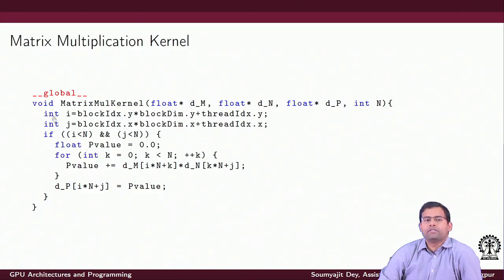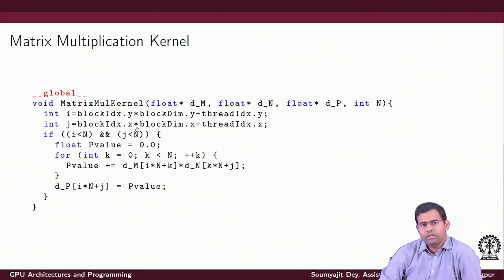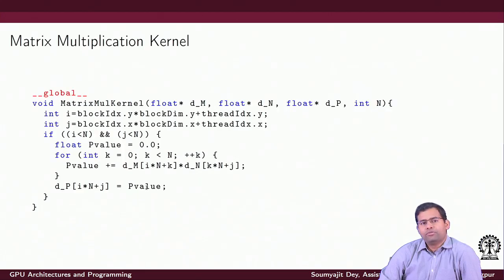For that, it recovers the i and j value. The way it does is it uses the blockIdx and threadIdx values corresponding to the thread, and it tries to figure out what should be the i and what should be the j. Using these i and j values, it finds out that I am picking up this row from the matrix M and this column from the matrix N, and it does the pointwise multiplication and accumulates. Once this is done, the value is stored in this variable Pvalue, and it's written back.